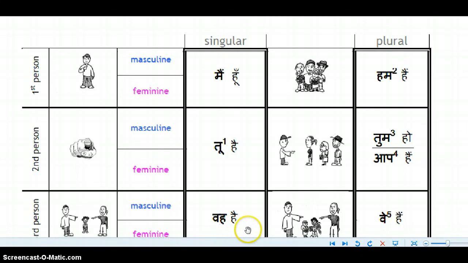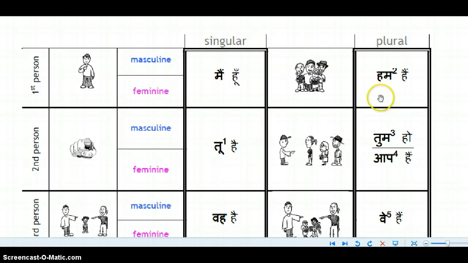And then the third person, वह or वो है. There are different ways to pronounce वह, वे, or वो. These three are all good. Alright, so वह है means he, she is, and it also means it is or that is.